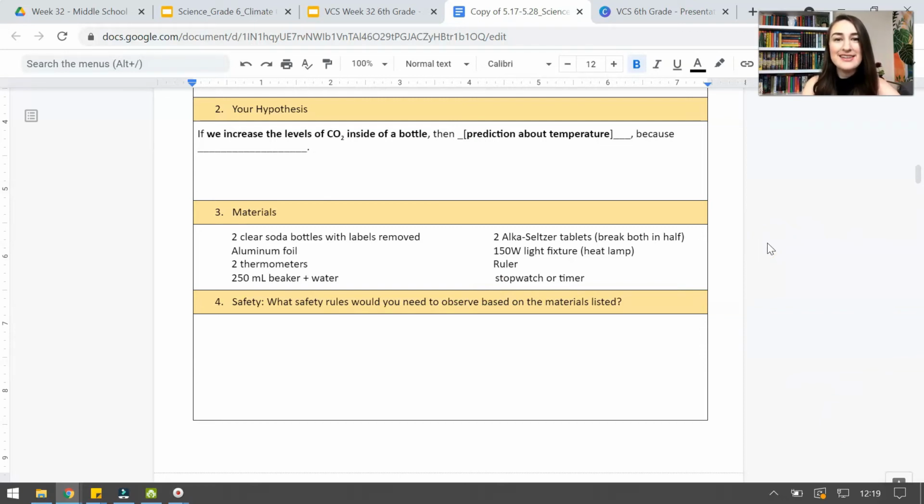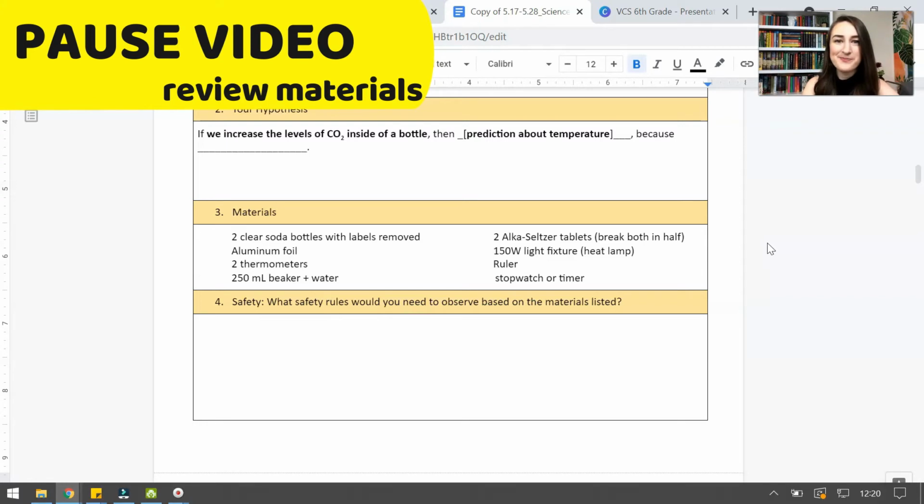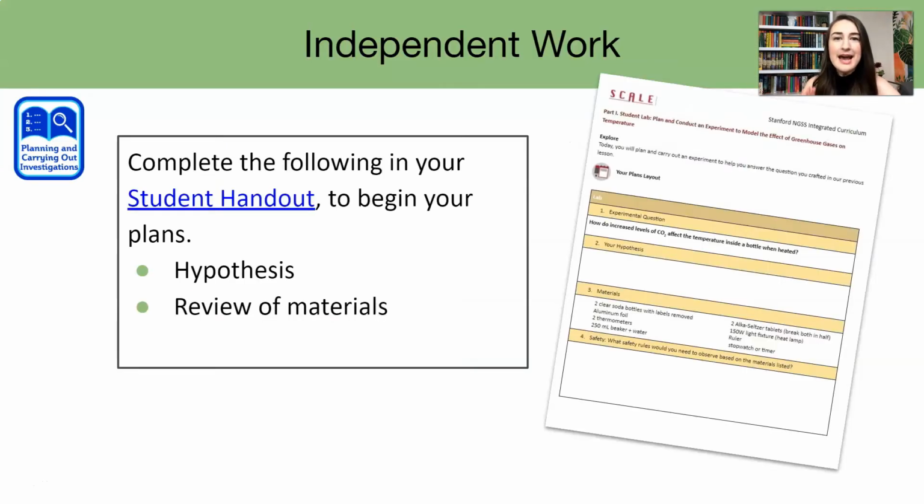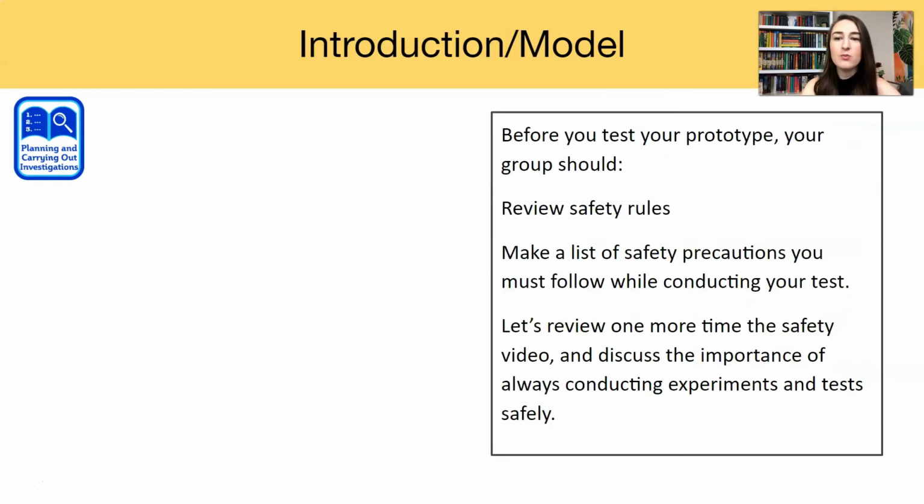Pause this video and Google anything that you need to Google, gather anything that you need to gather, etc. If your teacher gave you a specific way to review these materials, pause this video and do that now. All right, after we do our independent work, which you should have done, we are going to review the safety rules. So before you test your prototype, your group should review safety rules. Make a list of safety precautions you must follow while conducting your test. Let's review one more time the safety video and discuss the importance of always conducting experiments and tests safely.